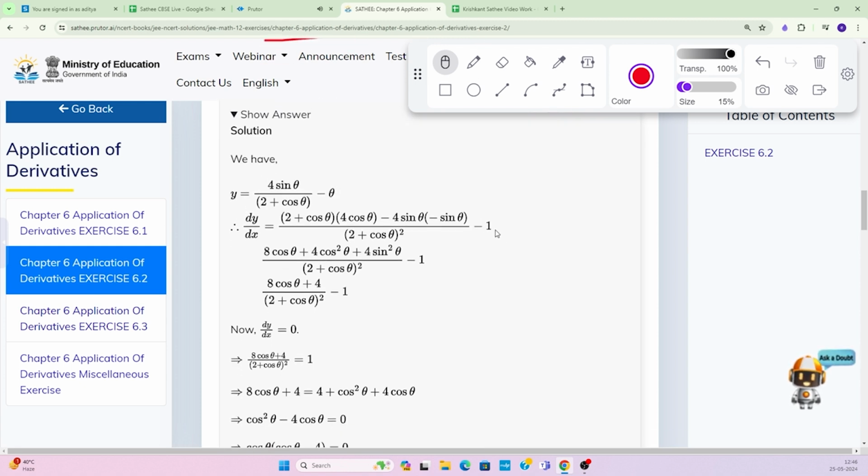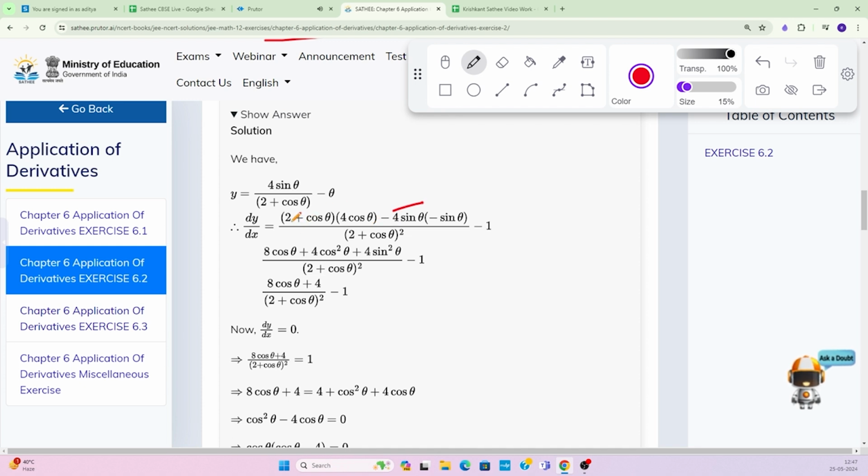So it will be just 1. Now the whole square of the denominator, so the denominator will be untouched. Now the numerator derivative will be 4 cos theta. Minus the numerator untouched, like 4 sin theta, times the derivative of the denominator, which will be minus sin theta. So sin theta. Now simplify it.